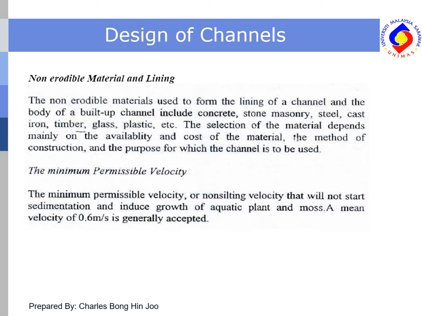For non-erodible channels, the materials that can be used are such as concrete, stone masonry, steel, cast iron, timber, glass, and plastic. Normally, the selection of this material will depend on the availability and also the cost of the material. In terms of the minimum permissible velocity, this will prevent siltation from happening in the channel, which can induce growth of aquatic plants and moss. The mean velocity that is generally recommended is 0.6 meter per second.